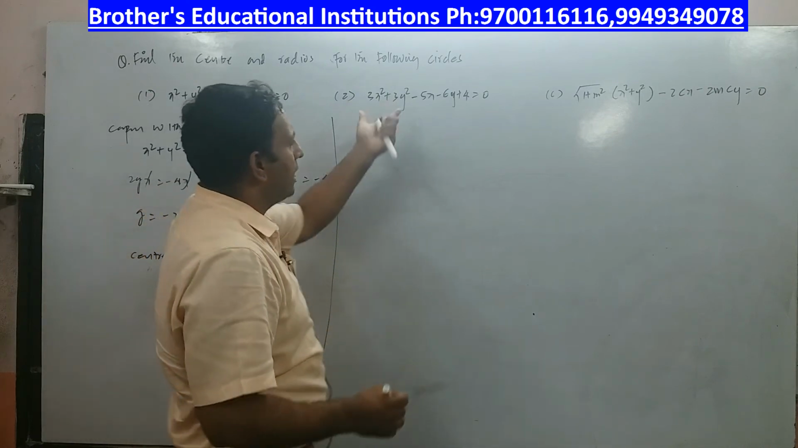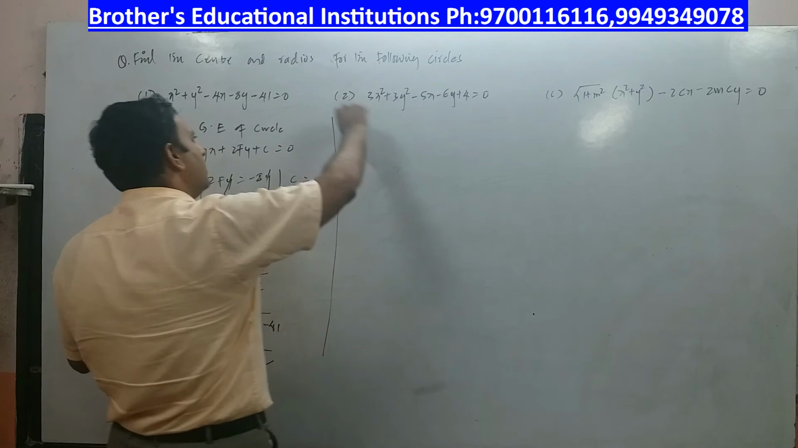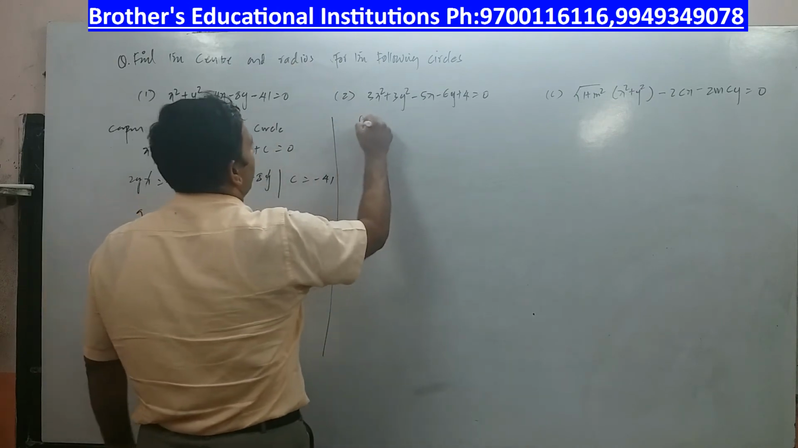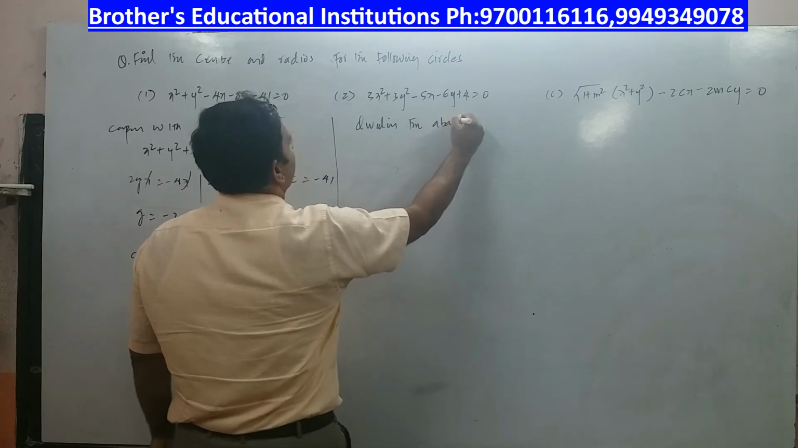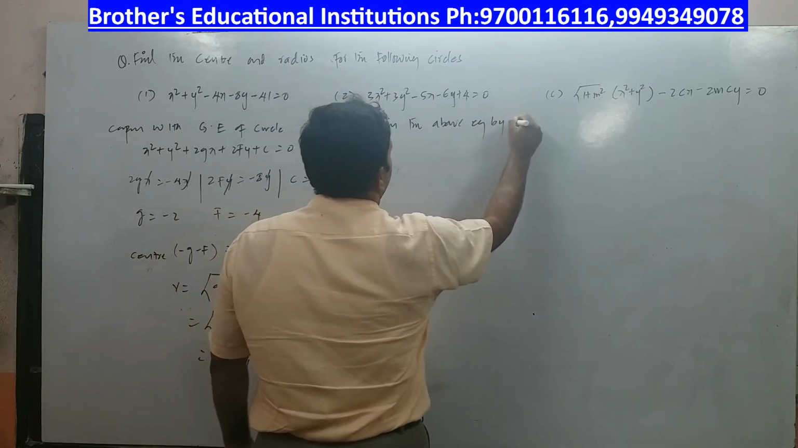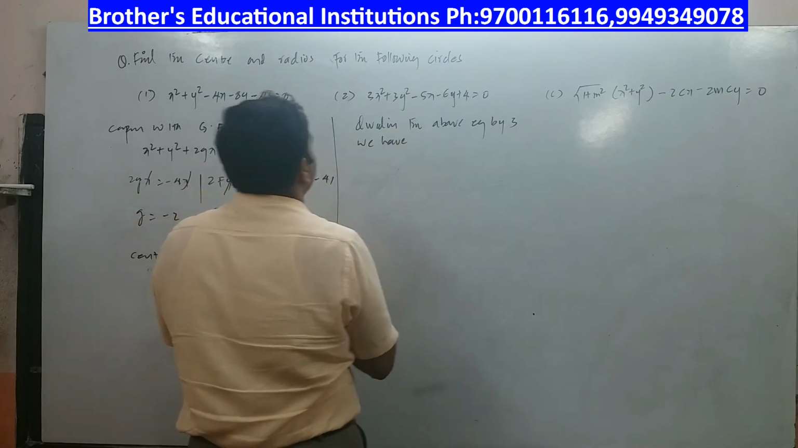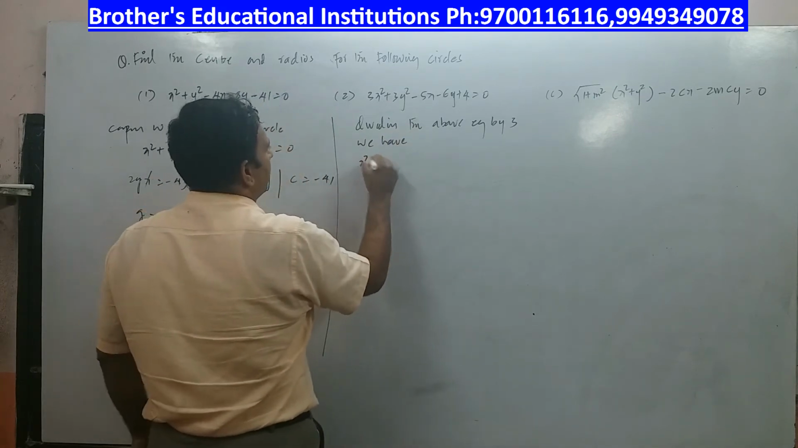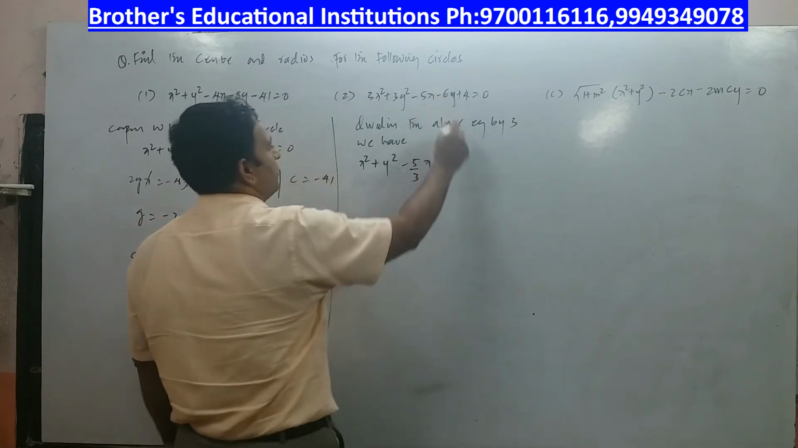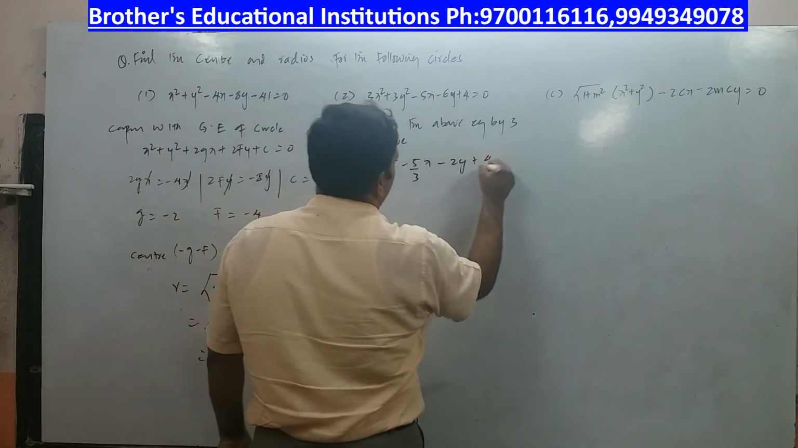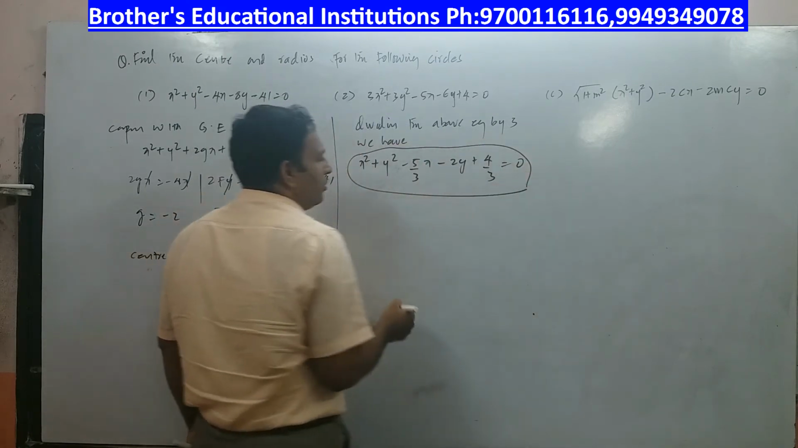Now this is not in a standard form, because the coefficient of x square and y square is not 1. So I have to convert this entire equation into standard form. So I will say, dividing the above equation by 3, we have, what do we have? It is x square plus y square minus 5 by 3 x minus 6 by 3, that is 2y, plus 4 by 3 is equal to 0. Now this has been converted into a standard form.